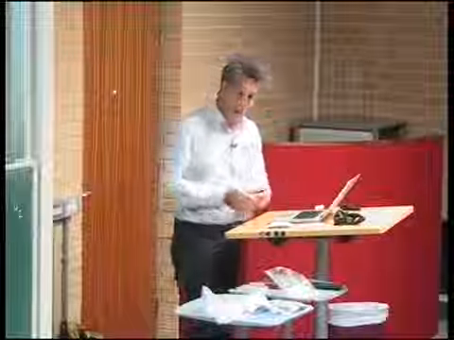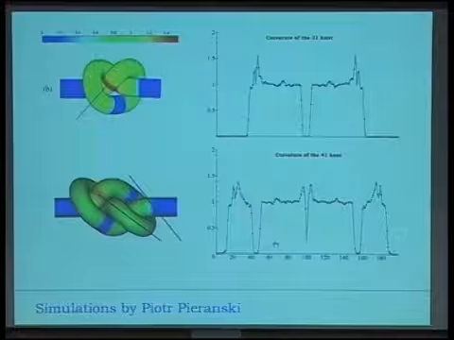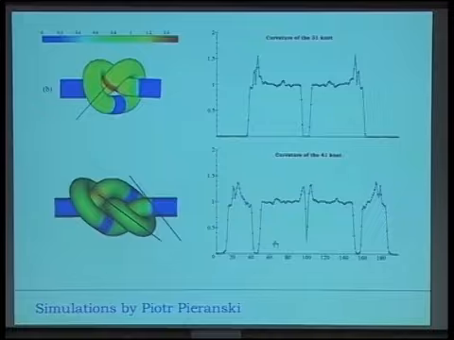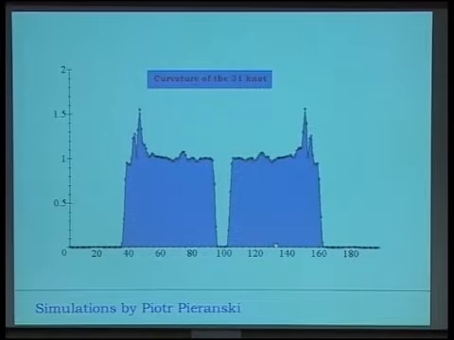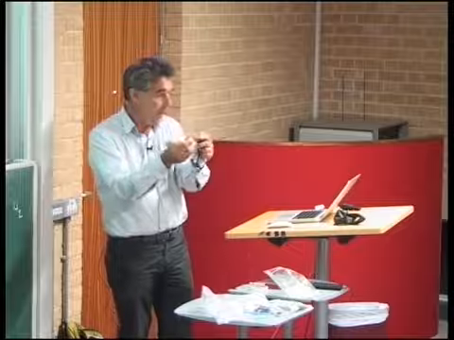And so Piotr Pieranski did a numerical simulation with his SONO algorithm. He just made tight knots, and then he measured the curvature. And you see that at the entrance of the knot, there is a peak in both knots, the 4-1 and the 3-1. And when you compare them, one over the other, you see that the 3-1 knot has a higher curvature than the 4-1. And so in this case, there will be more extension in the 3-1 than in the 4-1.